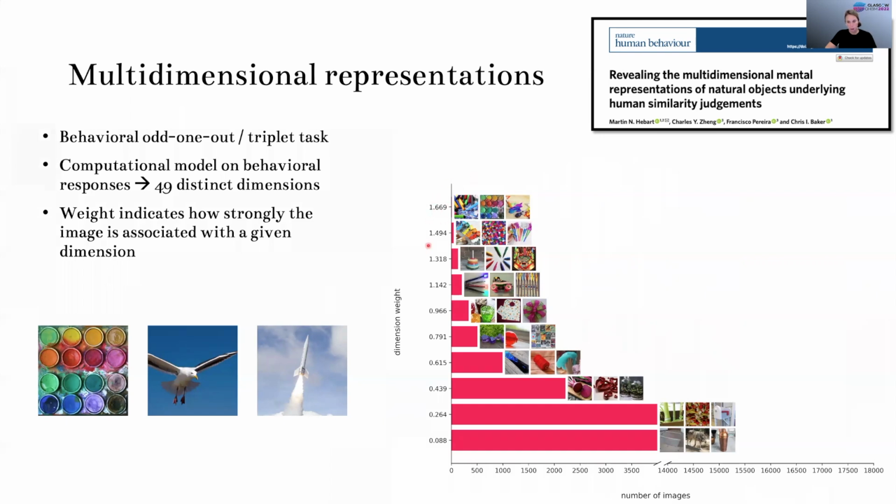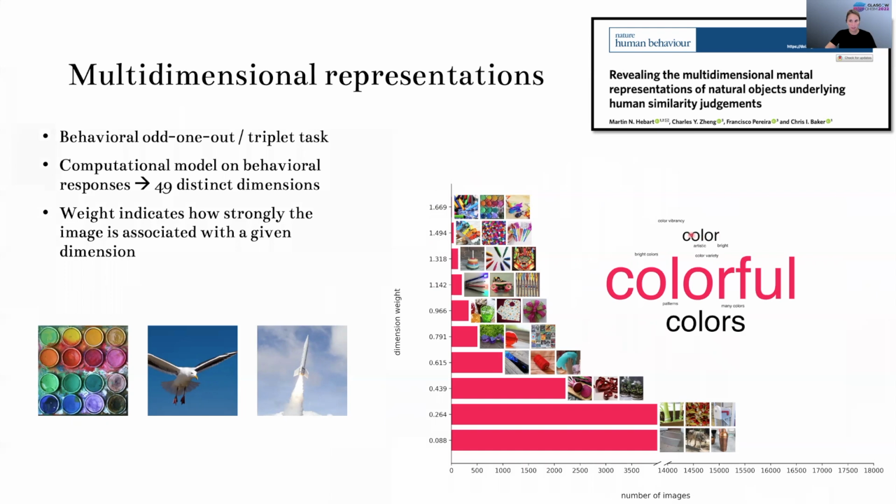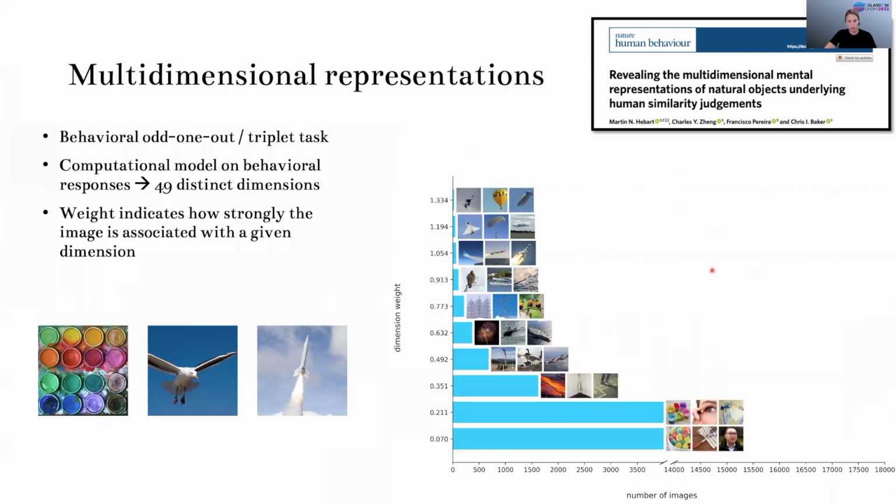If we show these top images to an independent group of participants and ask them what they think this dimension represents, they say that this dimension reflects colorfulness, colors, or color variety. Here is a different dimension that is related to air travel or flying.